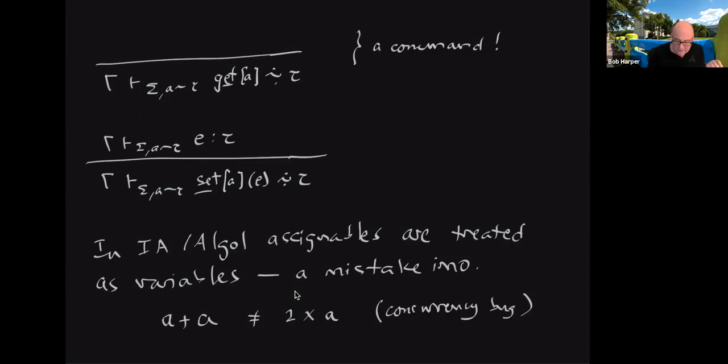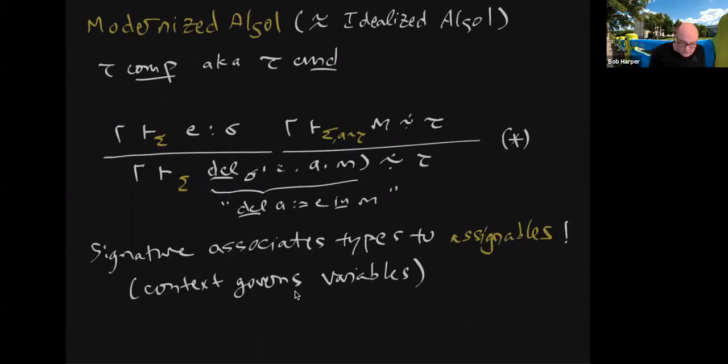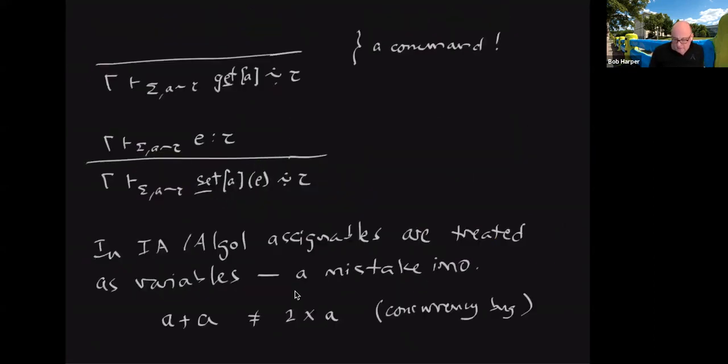Get A is the operation that gets the contents of assignable A. It's a command that yields, in the weak sense, something of type tau. So it's a command, it has to be executed, and then when it's executed, it will return the contents of the assignable A. Well, what would that be? Well, it's initialized to E. So if it's in its initialized state, then that will be evaluated and it will return that value. I can also change its state, and that's what this is doing.